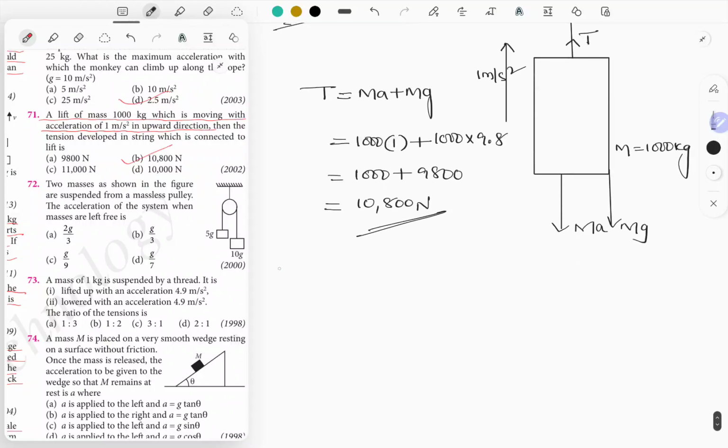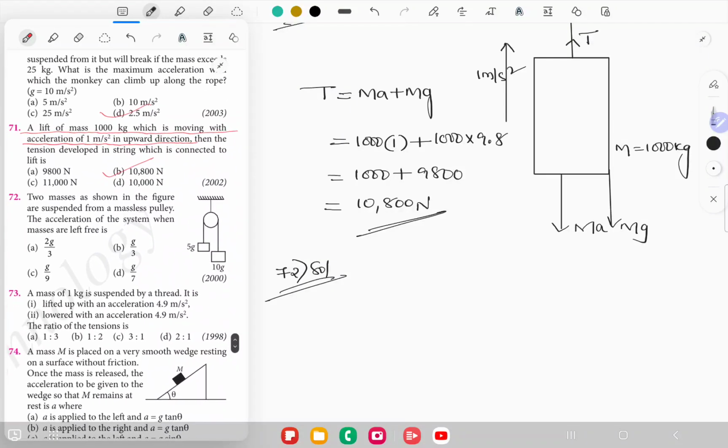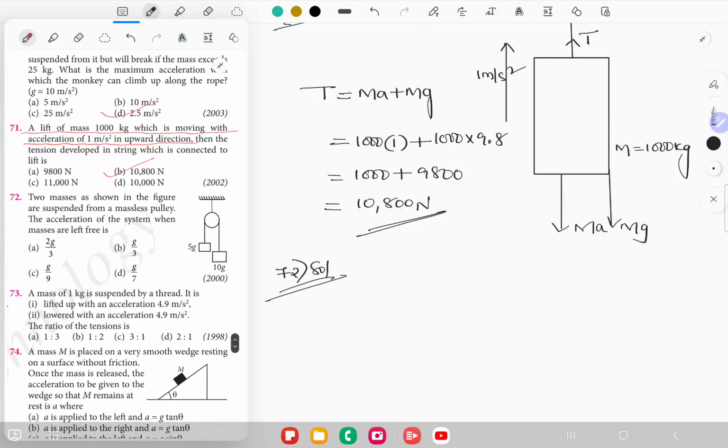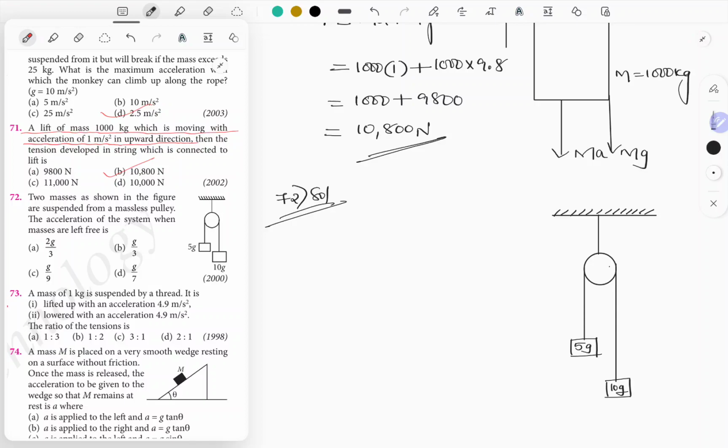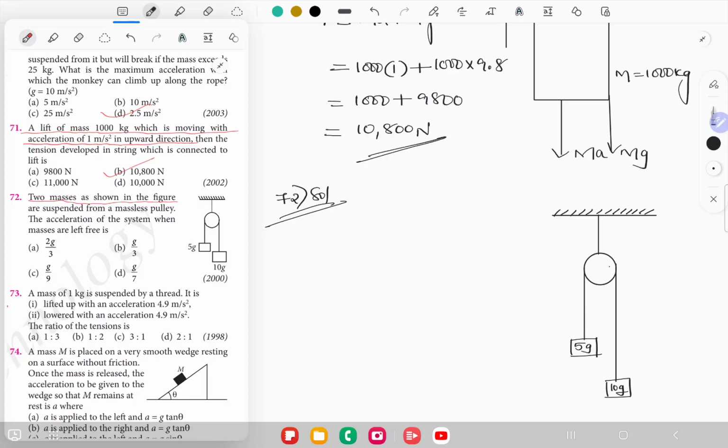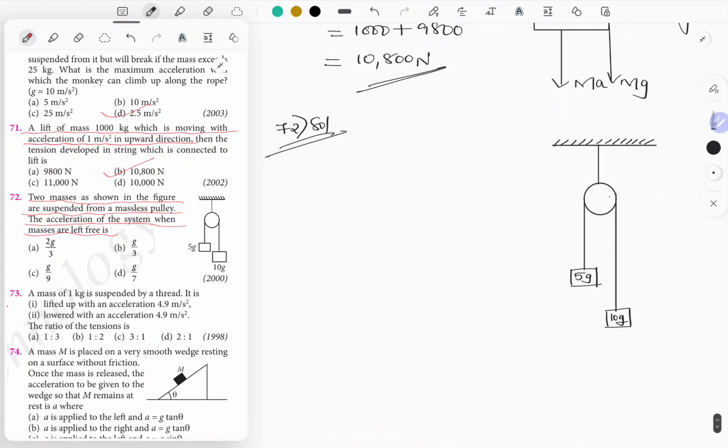Very good. Next, let me solve question number 72. Let us see how to answer. They gave a pulley system. This is how the pulley system is given. What's the question they're asking? Two masses as shown in the figure are suspended from a massless pulley; the acceleration of the system when the masses are left free. Okay, I told you whenever you come across this kind of question, you first represent the weights acting on this. One is 5 grams, another one is 10 grams.